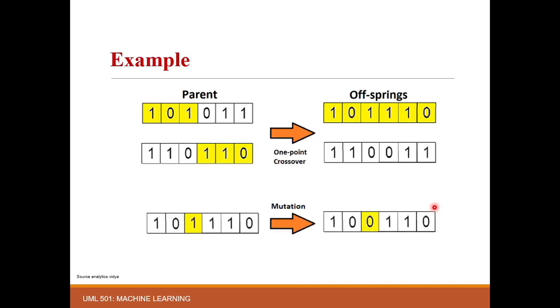After performing this crossover, I have to perform the mutation. In mutation, I have taken the first child and randomly flipped one of the bits from the chromosome of the first child, the first offspring. Here I have converted 1 to 0. Now this one is the chromosome corresponding to the first offspring.